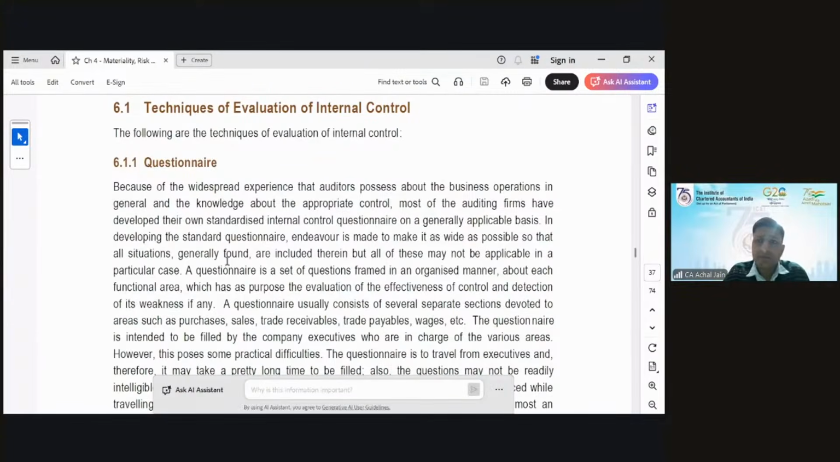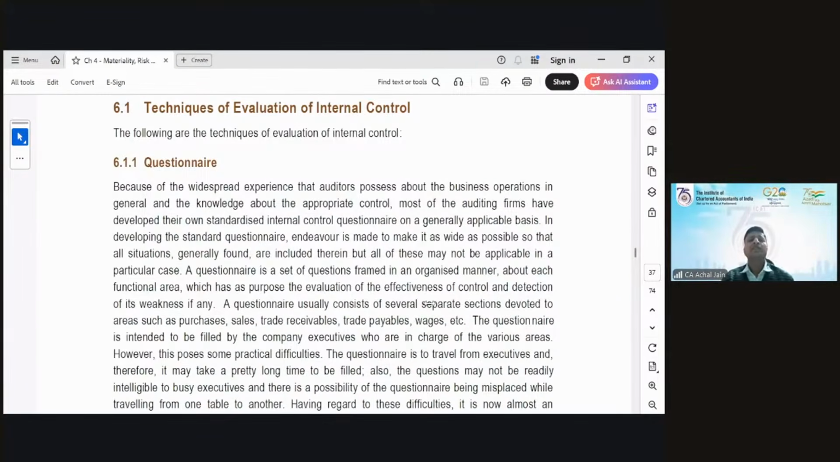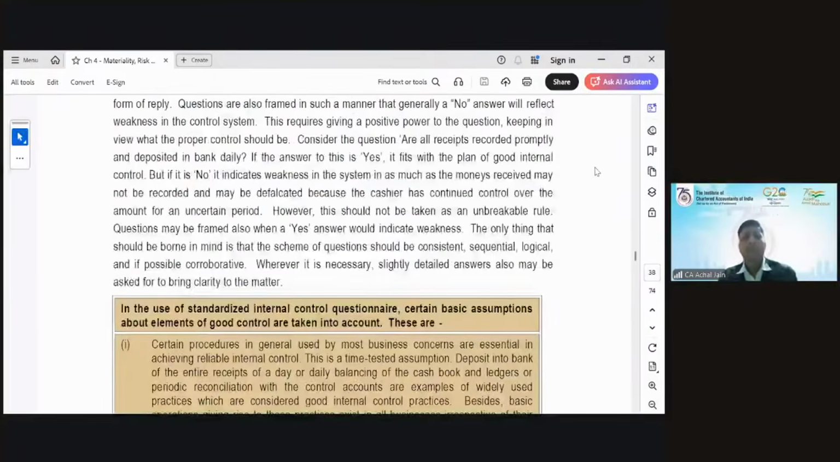Swaminathan mentions a list of questions prepared to check the objectives of the internal control. Yes, of course, that's correct.